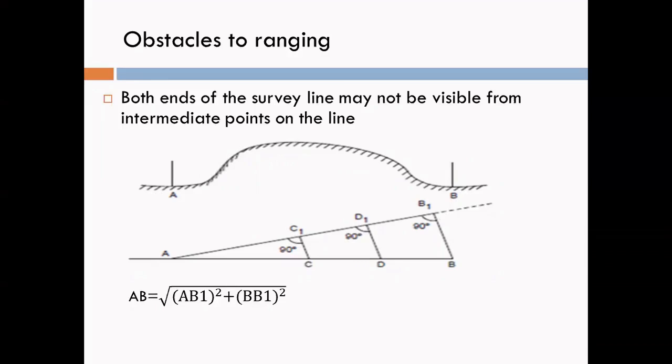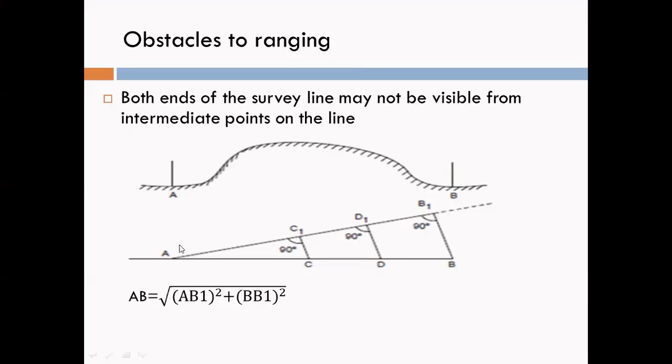So, both ends of the survey line may not be visible from intermediate points on the line. See in figure. First, consider point A and point B on the ground. A is our starting point on the ground, B is our ending point on the ground, and AB is our survey line. And we have to measure the length of line AB.